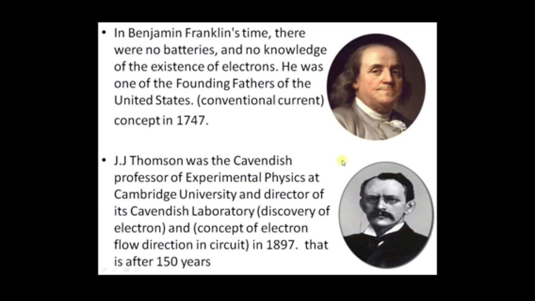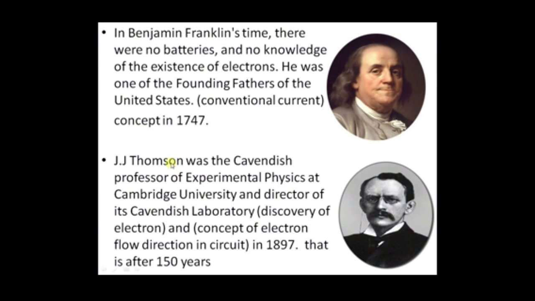These are people. This is Benjamin Franklin. This is J.J. Thomson. In Benjamin Franklin's time, there were no batteries and no knowledge of the existence of electrons. He was one of the founding fathers of the United States. He discovered the technique of conventional current, which is actually wrong, but in terms of formulas it works well.